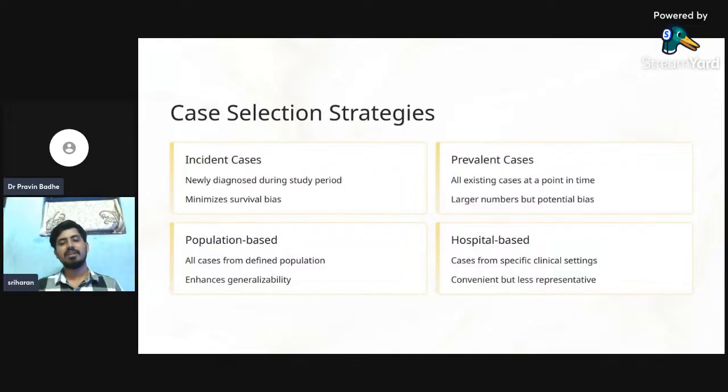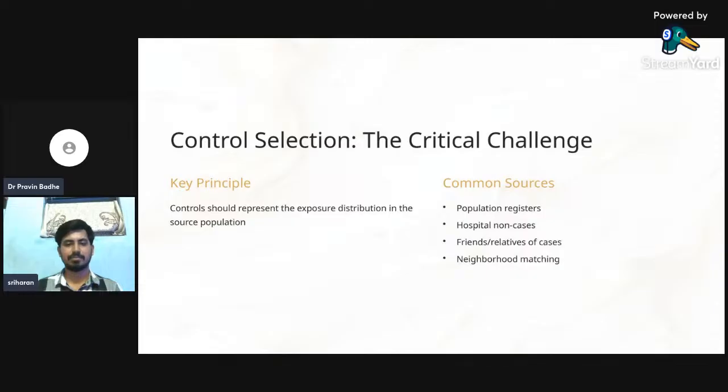Hospital-based selection is also a lesser method, because we get patients only from a specific hospital, not from across a geographical location. So it is also not much applicable.